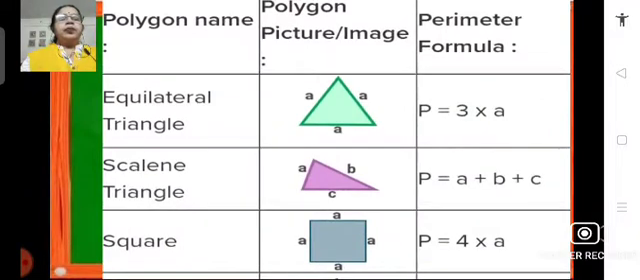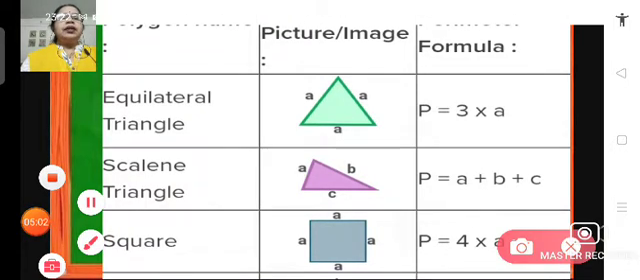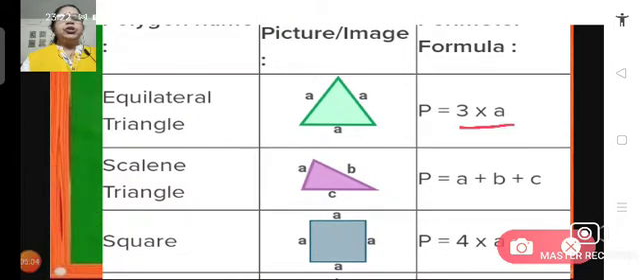Now, let's summarize what we have learned till now. So what will be the perimeter of an equilateral triangle? It will be 3 into a. And how can we calculate the perimeter of a scalene triangle? A scalene triangle has all 3 sides different. So just by adding the lengths of its sides, we can find the perimeter.